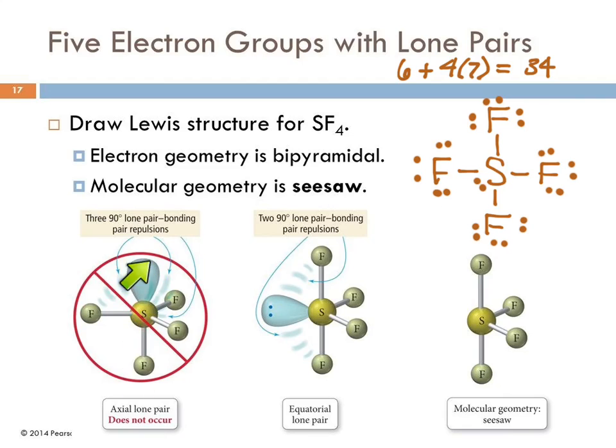If the lone pair goes in the axial position, it's got a 90-degree interaction with the equatorial ones. If it goes in the equatorial position, it has a 90-degree repulsion with those two, but a 120-degree angle with these guys. So here it's got all 90-degree interactions, and here it only has 2. So this is going to be better. It's going to go over here.